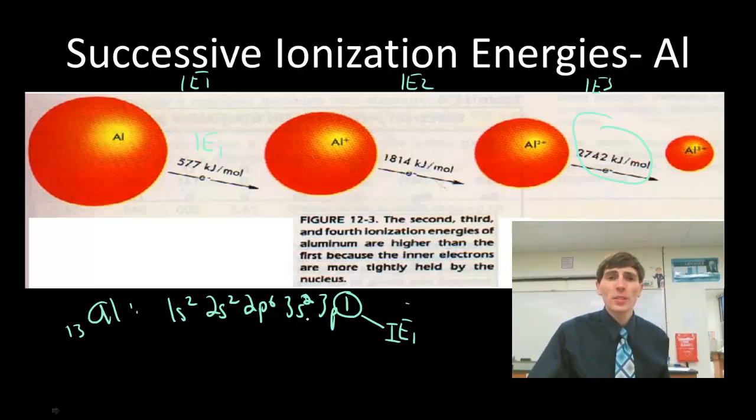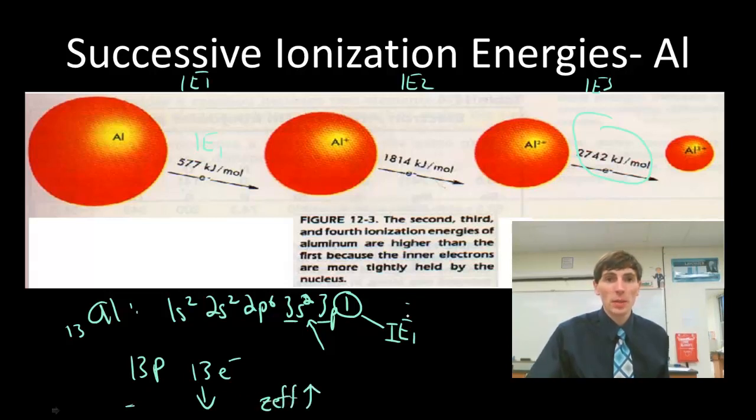Once I break into the next electron, I want to remove one of these. It's still the same energy level. I haven't broken into any new shells. But now I have a little bit more energy because, remember, aluminum had 13 protons and 13 electrons. But as the number of electrons goes down, my effective nuclear charge goes up. So it's going to keep getting bigger and bigger.